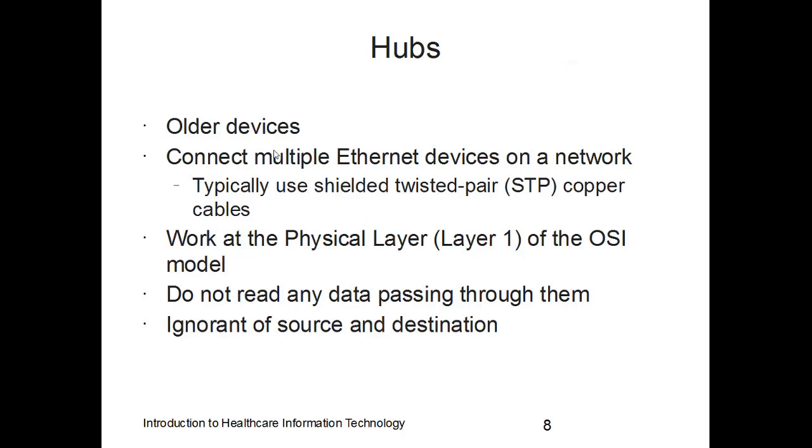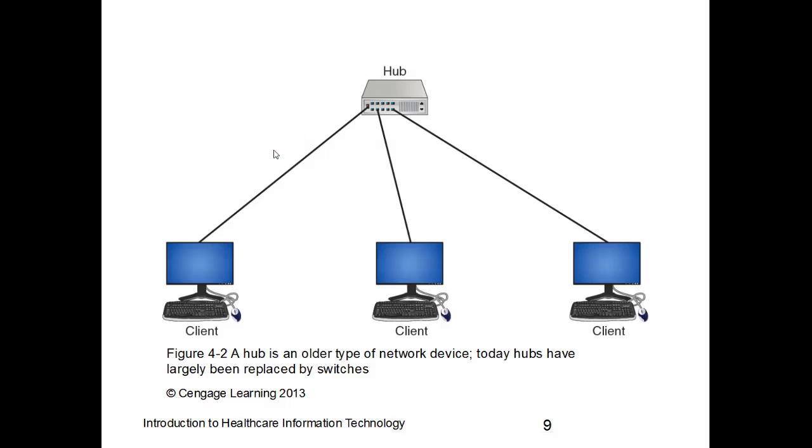For example, hubs. These are older devices, and these are used to help connect multiple Ethernet devices on a network. These will typically use shielded twisted pair copper cables, or STP cables. And these devices work at the physical layer, or layer 1 of the OSI model. These devices don't read the data that passes through them, and they're ignorant of the source or the destination of that data. Here's an illustration of how that would work. Here you have 3 desktop computers, all connected to one hub device.